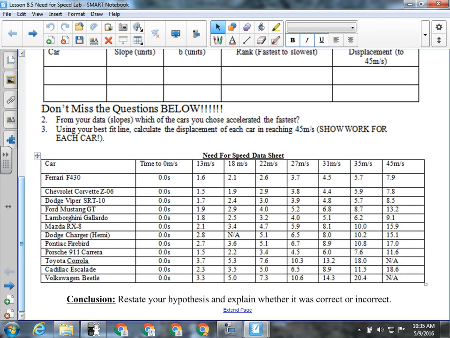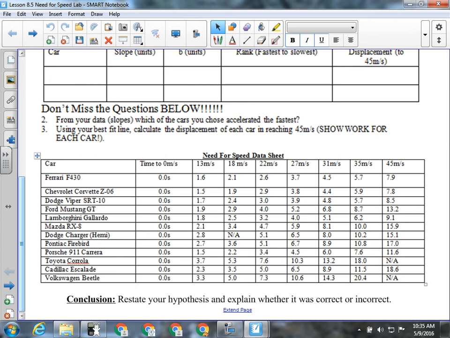Carly, question? Are you going to ask me how you do that? Yes. You'd substitute 45 in for which value? Y. 45 meters per second is the speed. That's on the y-axis, right? So it's going in for y and you're solving for x. Okay.